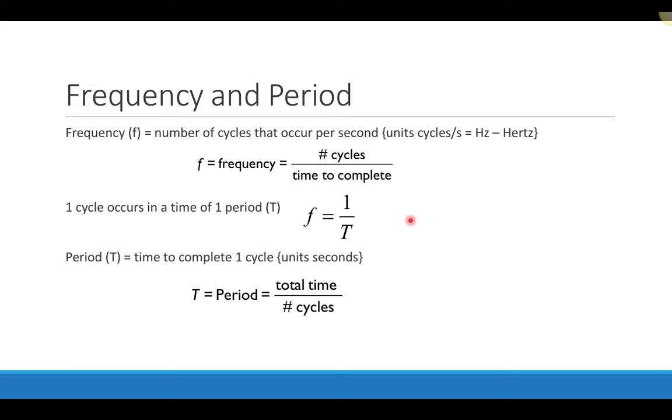And one thing you can notice as you look at the frequency and the period is that they are inverses of one another, right? So cycles over time, and here is time over cycles. So we could also rewrite this expression between frequency and period as the period is 1 over the frequency. And so we've got this nice relationship between them. If we know the frequency, we can determine the period. If we have the period, we can determine the frequency.